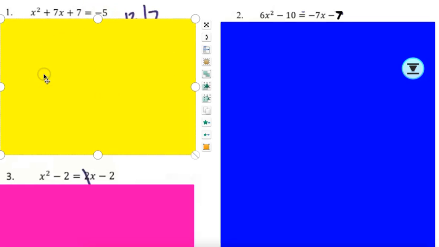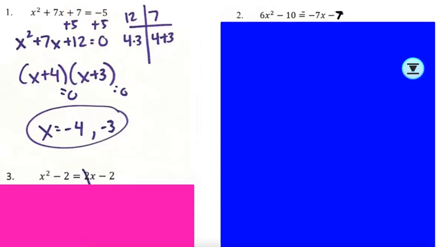All right, let's talk about level 1. So step 1, I had to make sure the problem equaled 0, so add 5 to both sides. I did it under its like term to get x squared plus 7x plus 12. I've got a trinomial with 3 terms with my leading coefficient of a 1, so I'm going to do my t-chart. So my a times my c, 1 times 12, is 12.